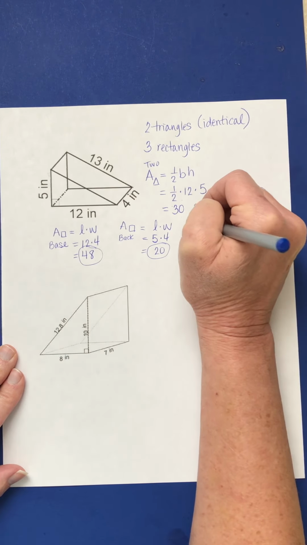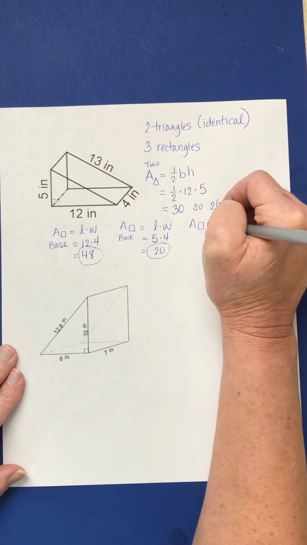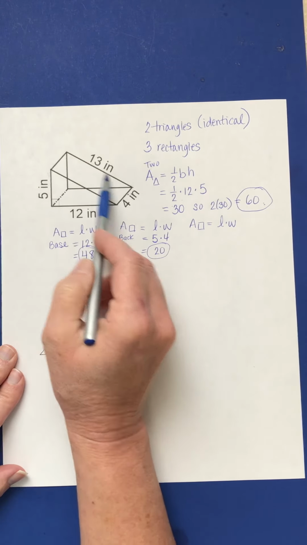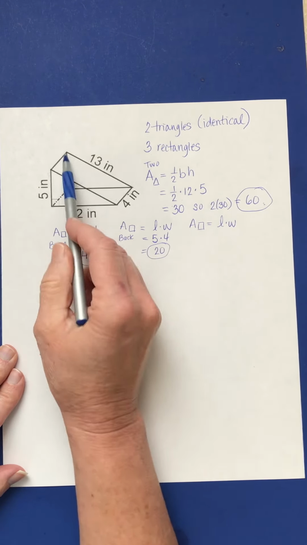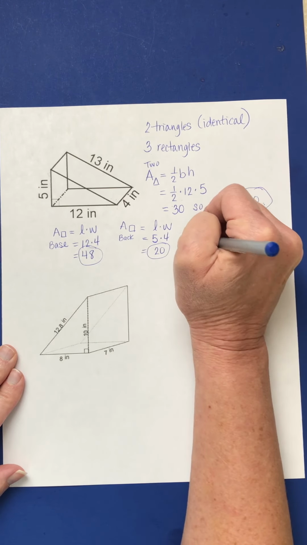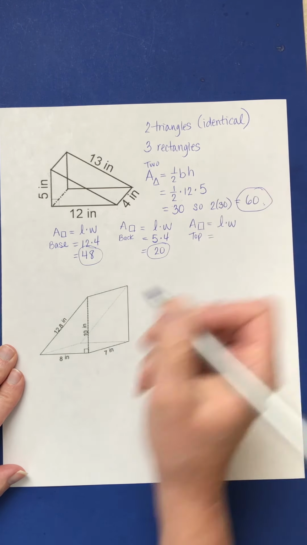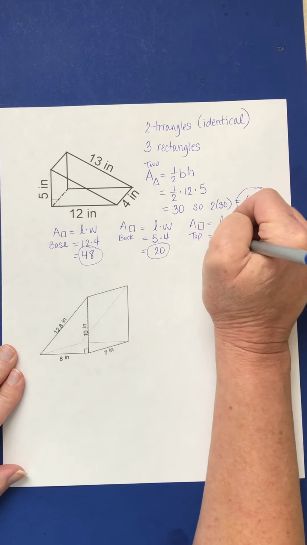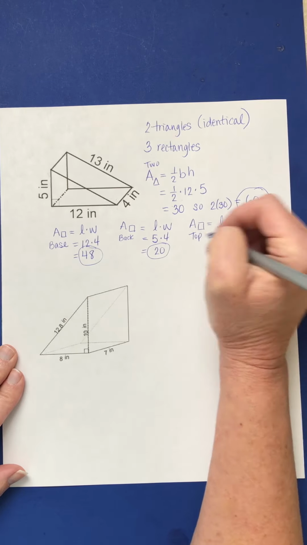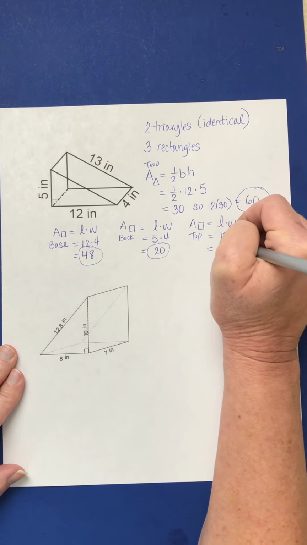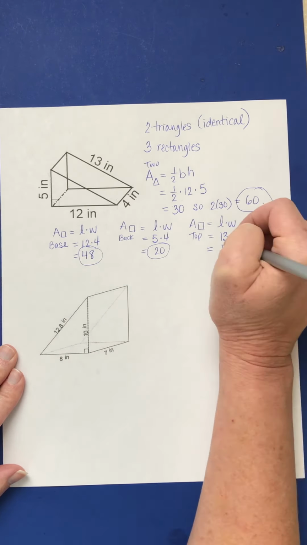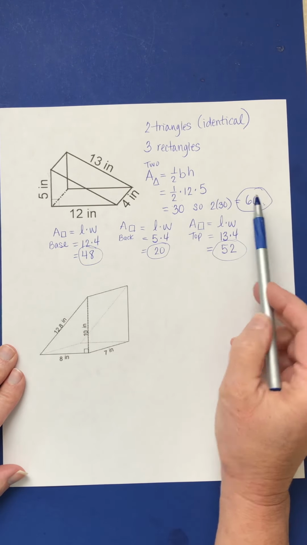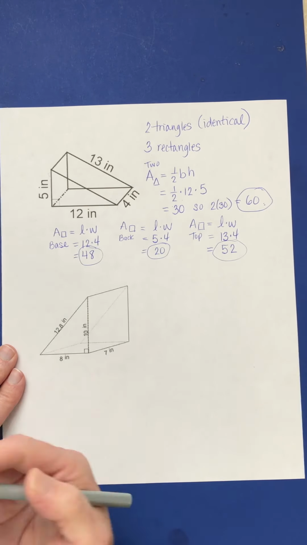All right, so we have one more rectangle here to go. Again, it's length times width is our formula. All right, and I'm going to call this the top of it, okay? Kind of the slanty part there. So we have a 13 and we have a 4. So 13 times 4, and if we multiply that together, 13 times 4 is going to give us a 52. All right, so remember there's 2 faces here. 3, 4, 5, so we have our 5 faces.